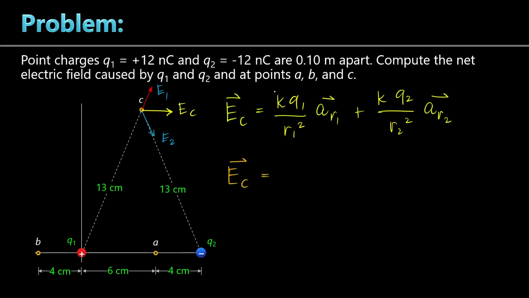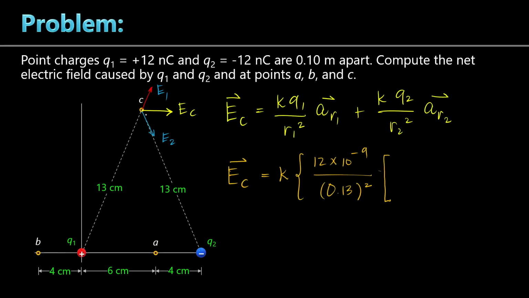So, yung K, common factor naman yan, di ba? K. Tapos, lagyan ko lang dito ng bracket. Yung Q1 natin, 12 nanocoulomb. So, since ito ay vector calculation, dapat isasama natin yung signs, ha? So, positive 12 nanocoulombs. So, 12 times 10 raised to negative 9 over, gaano ba kalayo yung Q1 sa point C? Di ba 13 cm? So, dapat yan ay 0.13 squared. Lagyan natin ng unit vector.